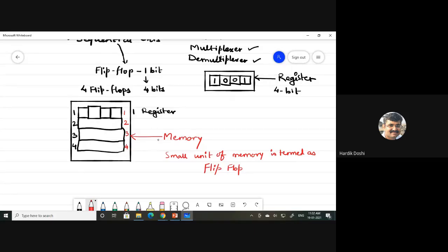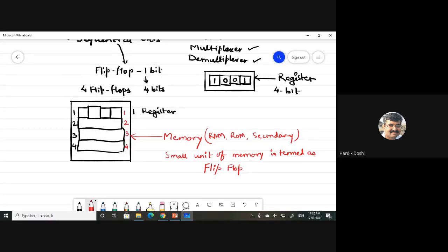Memory can be of any type. Right now, I'm not specifying any fixed type. It can be your RAM, it can be your ROM, or it can be any secondary memory, anything. So this is the scenario. Now, this was the basics of digital electronics.